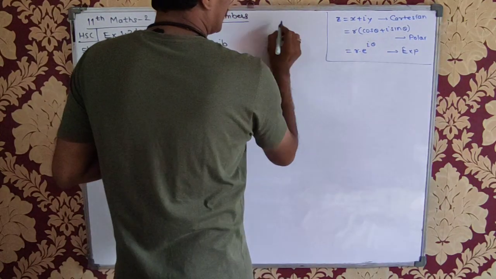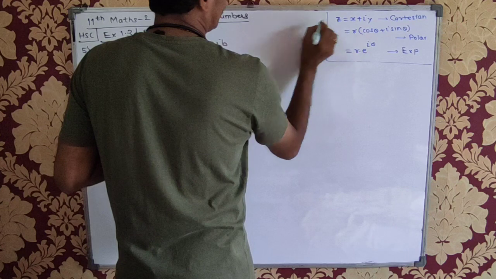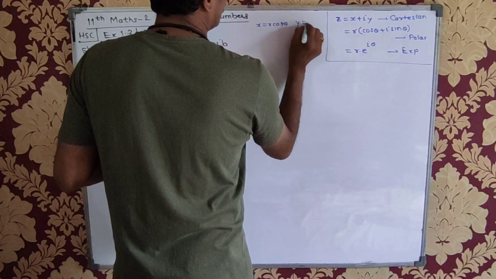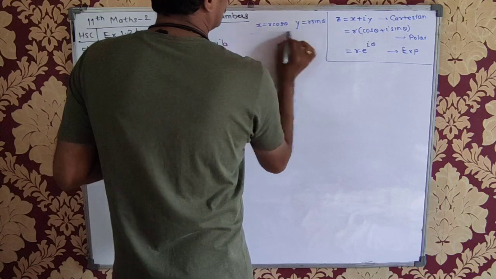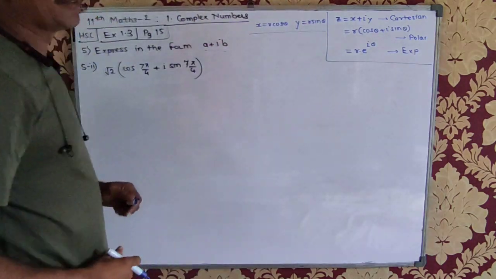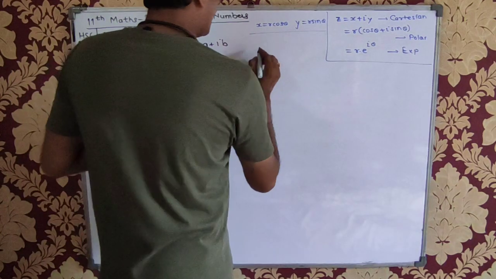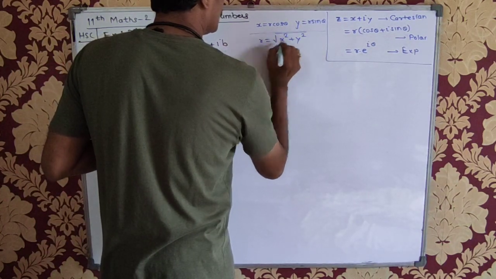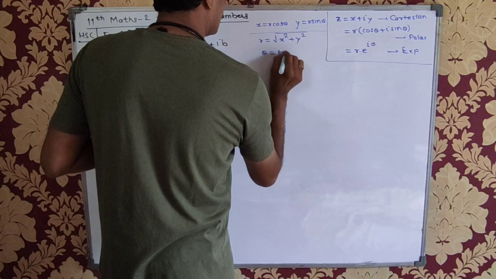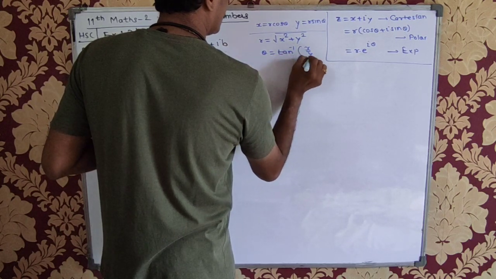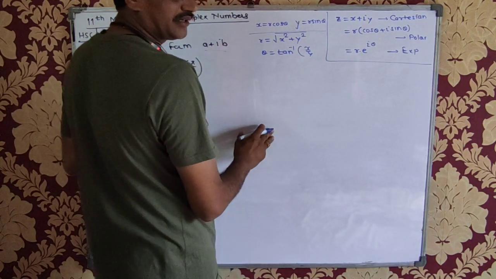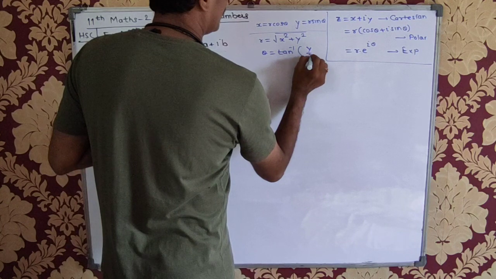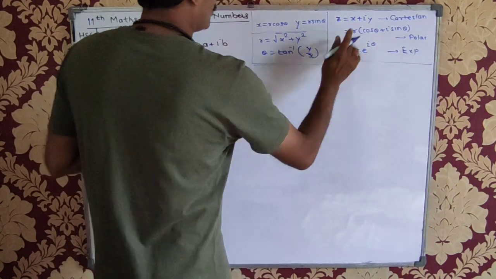What is the connection between them? x is equal to r cos theta and y is equal to r sin theta. So here x and y are expressed in terms of r and theta. r is equal to square root of x square plus y square, the modulus, and theta is equal to tan inverse of y upon x. So these are the connecting formulas.